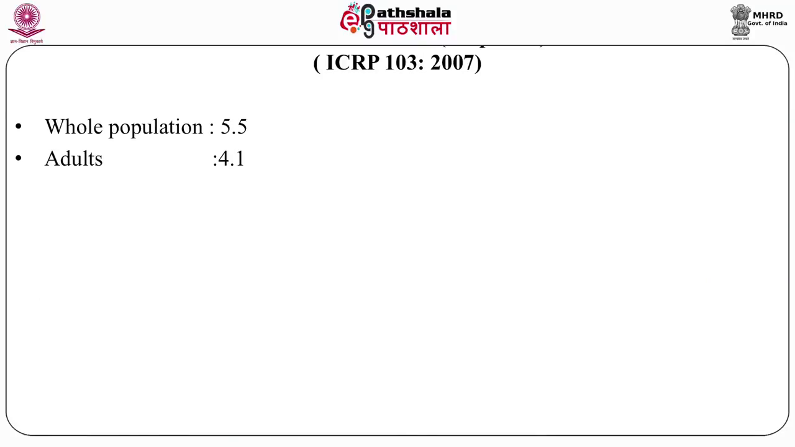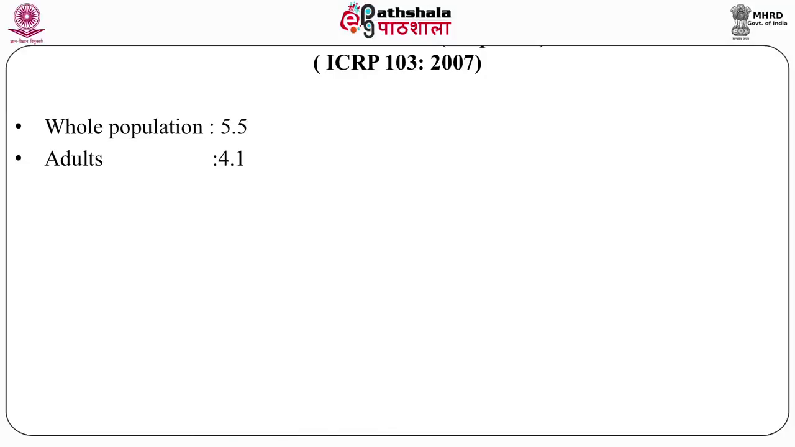What are the various risk coefficients? As I was telling, relative risk estimates in percentage mean per sievert, how many people are likely to develop cancer in a population. For the whole population, the International Commission on Radiological Protection, in its report number 103 issued in 2007, said that the risk is 5.5% per sievert. What does that mean? It means 5.5 out of 100 people exposed to one sievert dose will develop cancer. This is for the whole population.